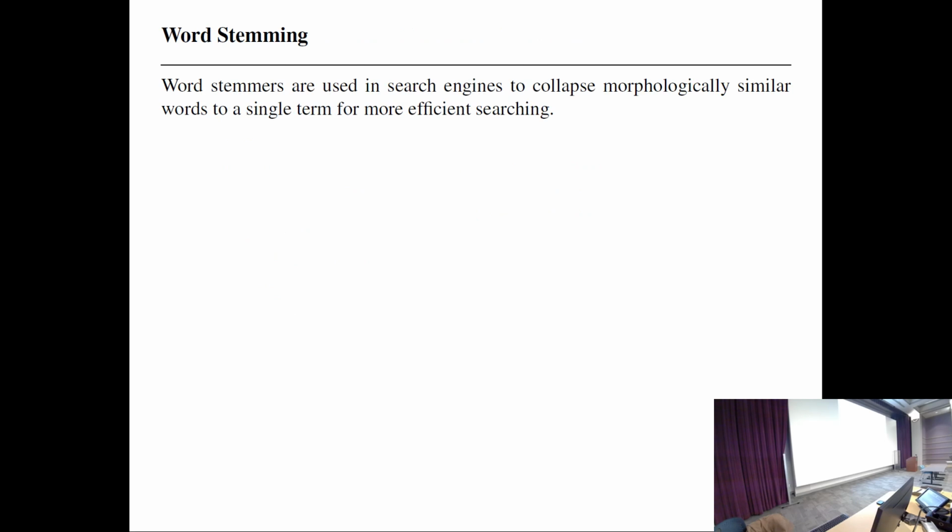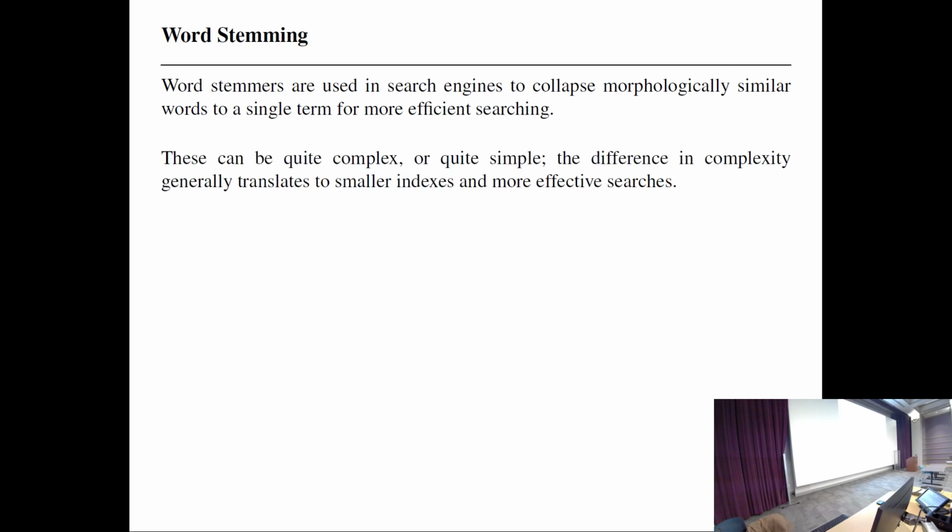So word stemmers are used by search engines to collapse words that have different morphologies, different forms, but the same meaning. When I say morphologically similar words, that means that they are similar in form but not identical. A really good example of this is possessives, apostrophe S, Henry's as opposed to Henry. Or plurals with the added S. That's another example of the kind of thing we'd like to do.